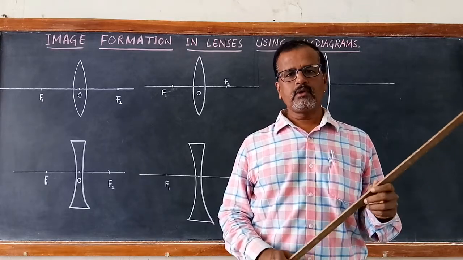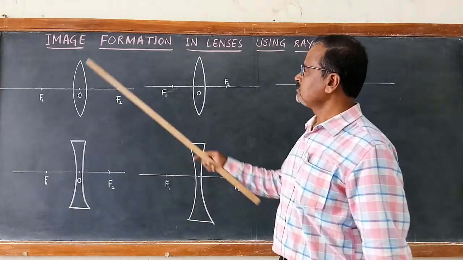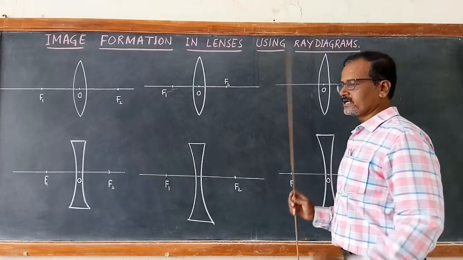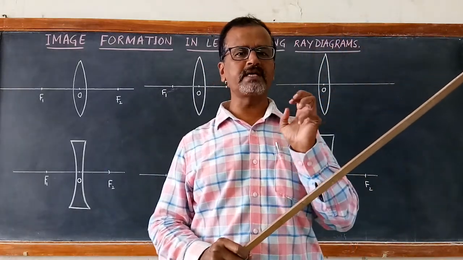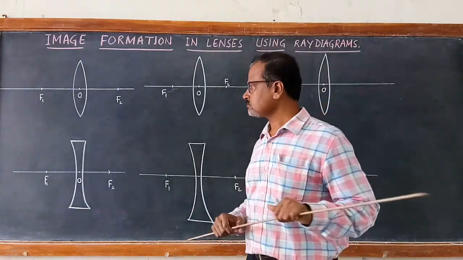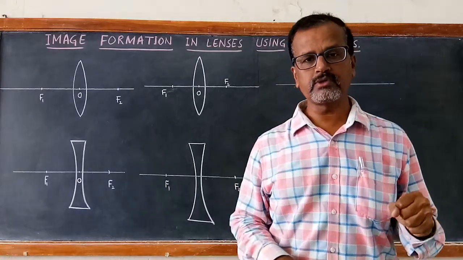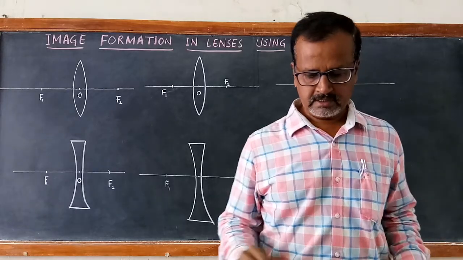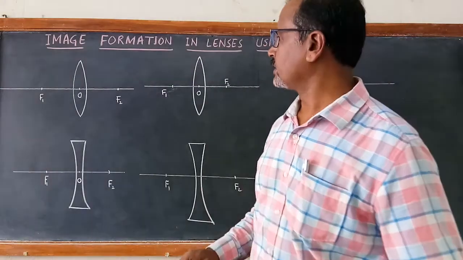So, how to draw ray diagrams for the formation of images in lenses. Using ray diagrams, how to find the position of the image when the object is at different locations. Before we go for drawing the ray diagrams, we must know what the important rays to be drawn first are. Suppose first we are considering the convex lens.